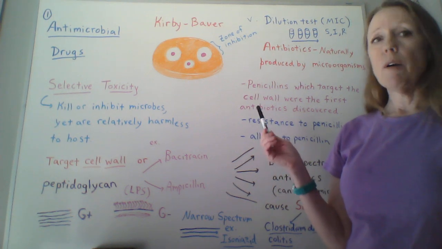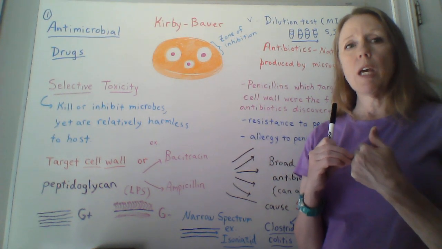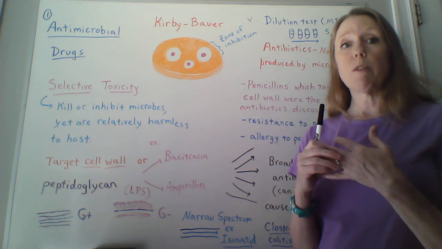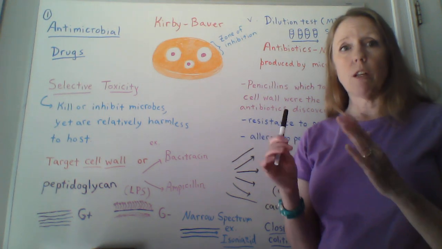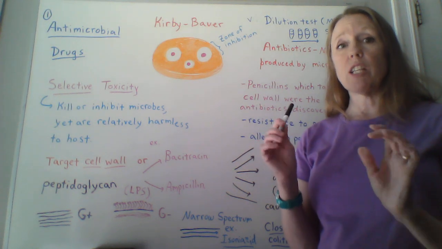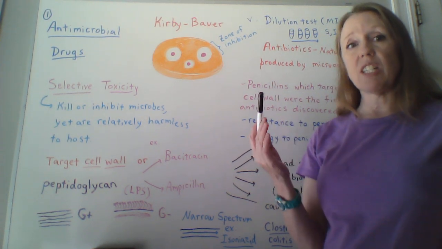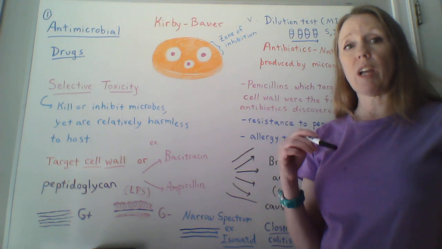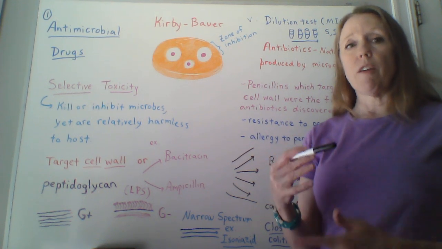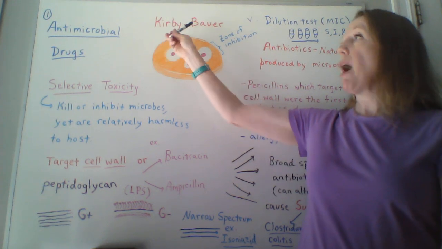So the only problem with penicillin was that rapidly microorganisms became resistant to it. So we'll talk about that later. But because they're resistant, nowadays before we give a patient an antibiotic, we will have to run a test to see if the antibiotic will work against the bacteria or the infection that they have. So one of the tests we use is called the Kirby-Bauer test.